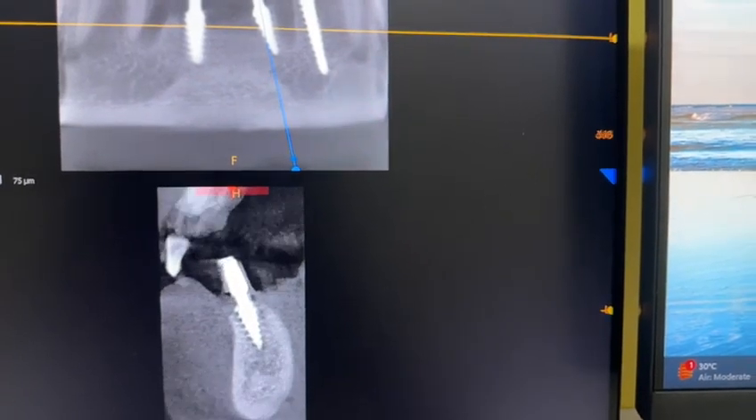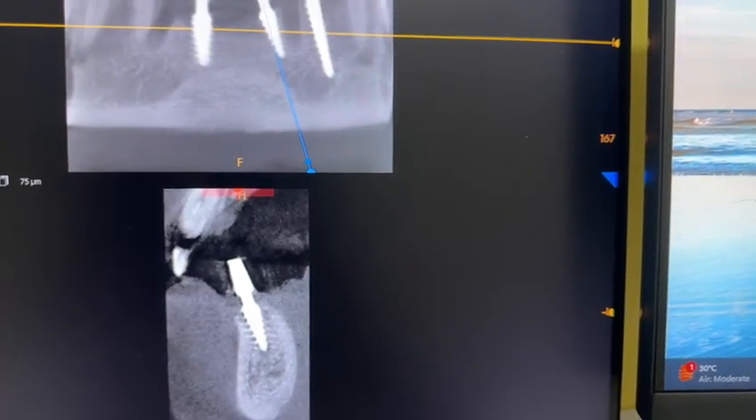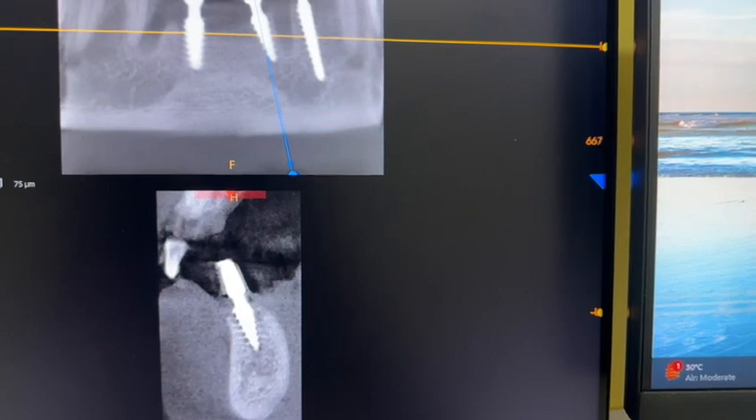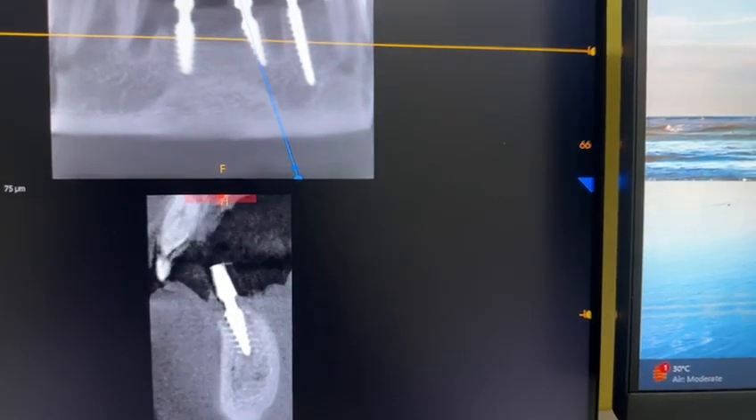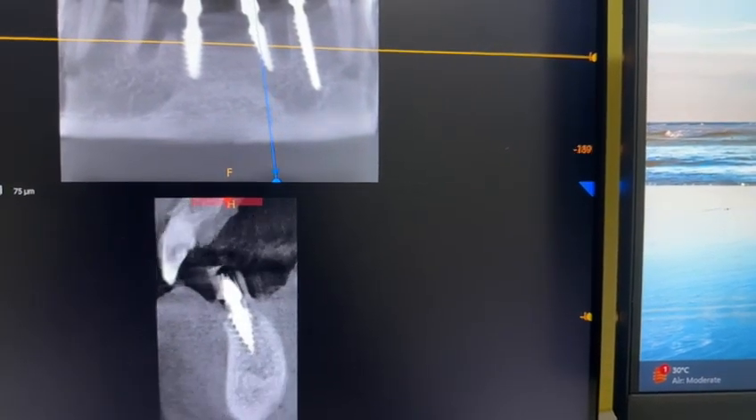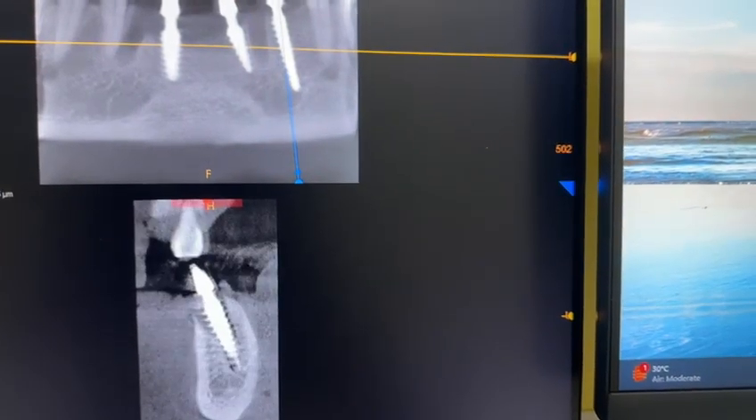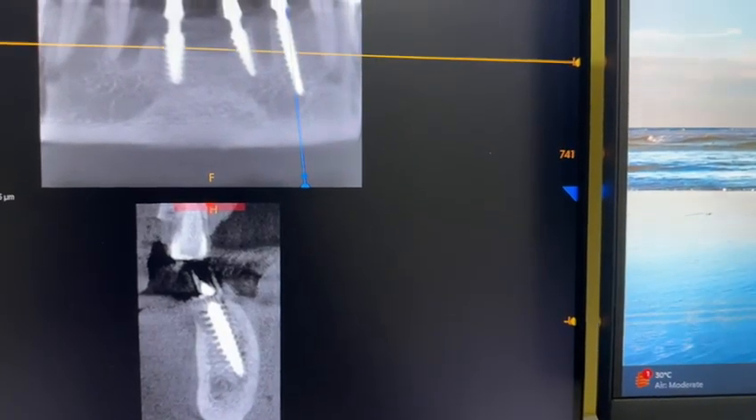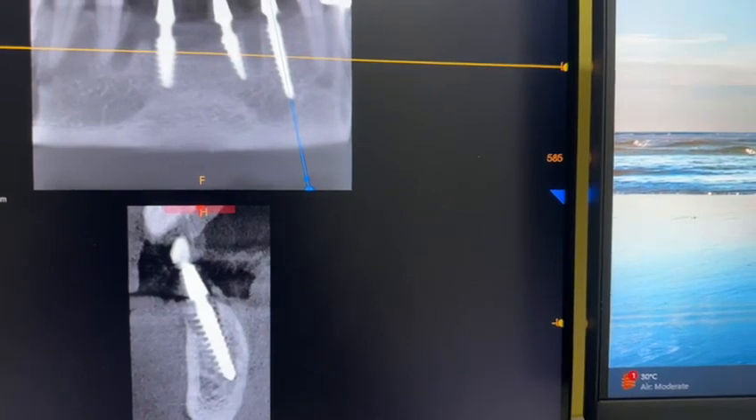The entire lower anterior mandible is cortical. This is 3.75 into 11.5. The bone is very dense, so we have selected a shorter one. And this implant is after extracting the 3.3. So this is 3.75 into 16.